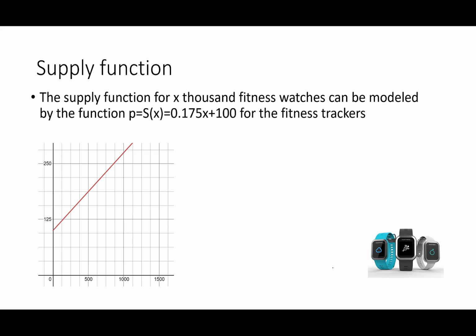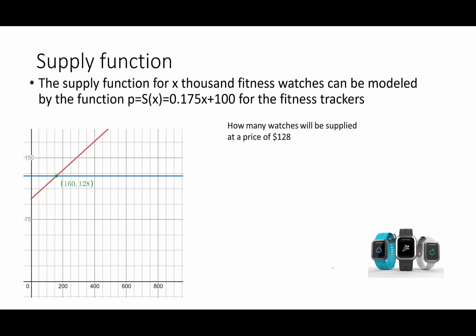Let's stay with the fitness watches, but look at the supply function. So the supply function for x thousand fitness watches can be modeled by the function P = S(x) = 0.175x + 100 for the fitness trackers. How many watches will be supplied at a price of 128?